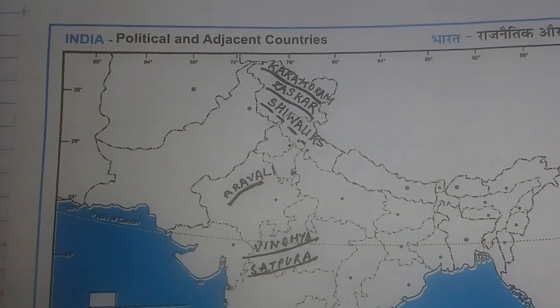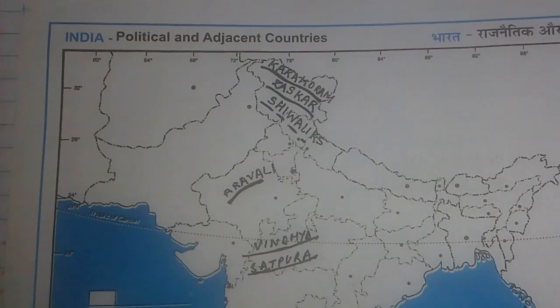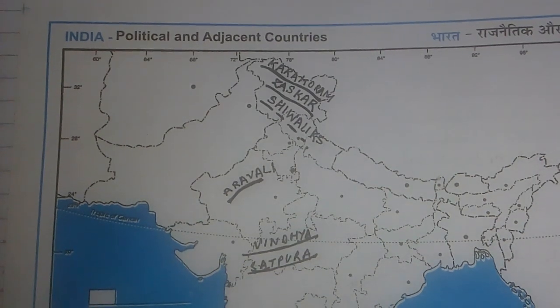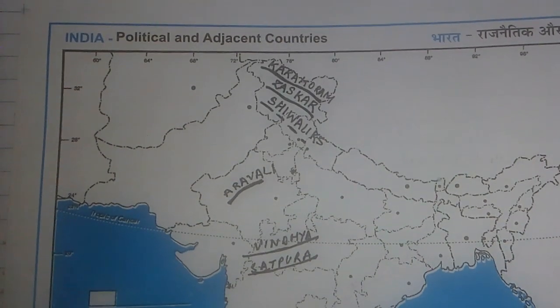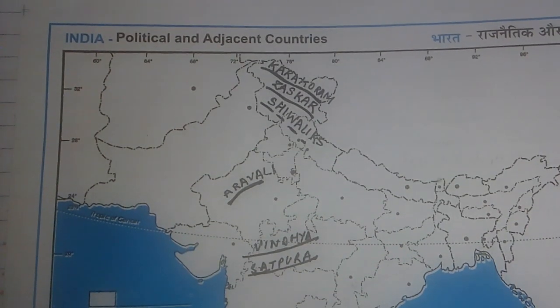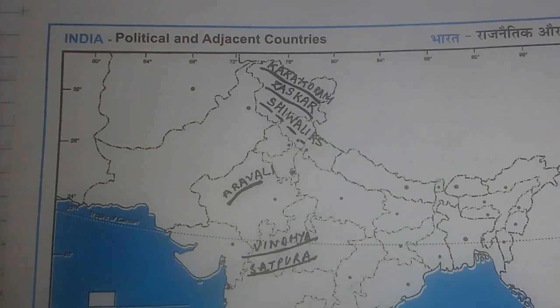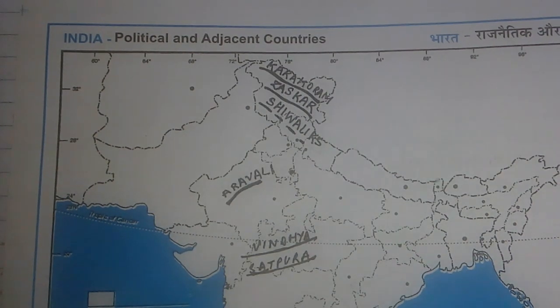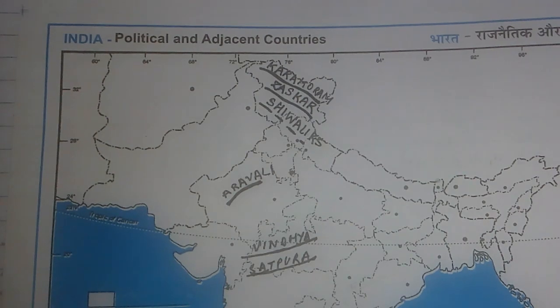We are going to mark K2. Other than that, the next ones that we are going to mark are Kanchenjunga, Anaimudi, and the two ghats, that is the western ghats and the eastern ghats. If you are not having so many political maps, what you can do, you can combine this first and second map. So now let's mark this K2, Kanchenjunga and other things.